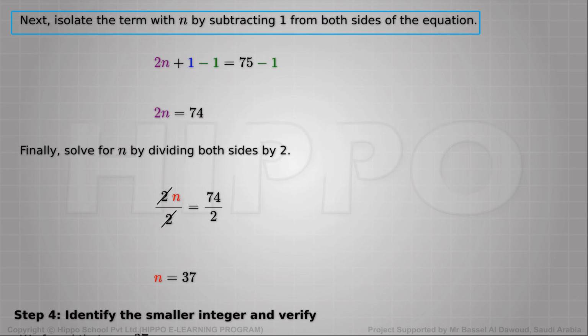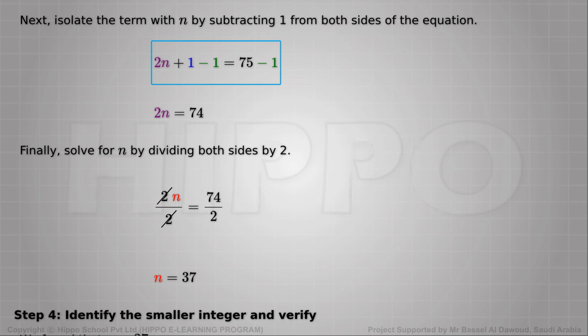We're continuing our mission to solve for n. The goal is to get n all by itself. Right now, we have 2n plus 1. To get rid of that plus 1, we need to do the opposite operation, which is to subtract 1. A golden rule of algebra is that you must do the same thing to both sides of the equation to keep it balanced. So we subtract 1 from the left, and we subtract 1 from the right.